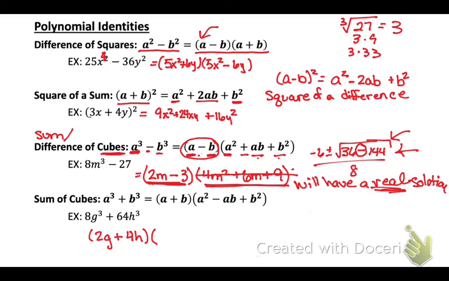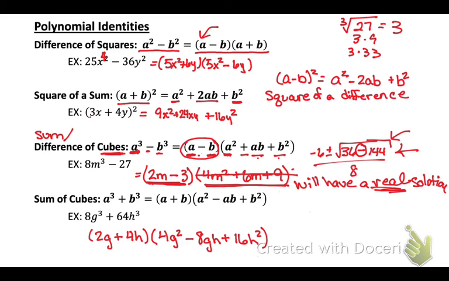Now, square the first thing. 4g squared. Opposite sign. Multiply the two together. 8gh. Plus, always plus, because a negative times a negative is a positive. 16h squared. That is the pattern. That's it.